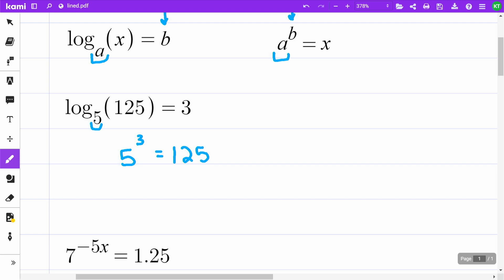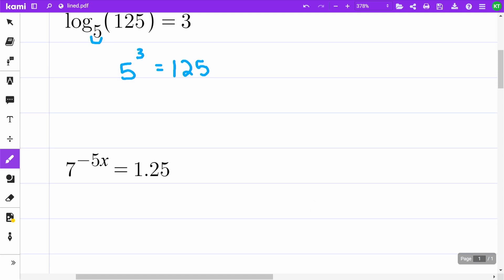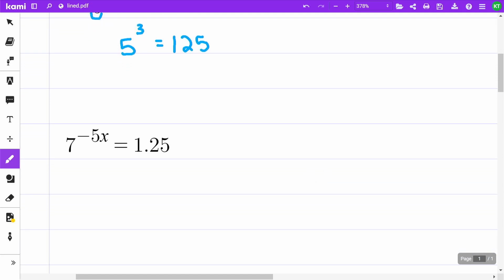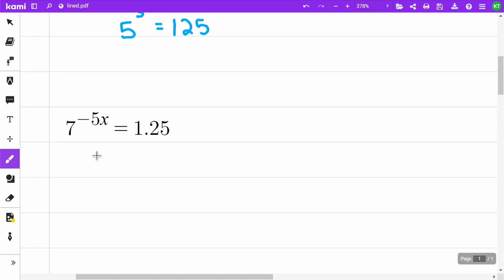And this can also go in the opposite direction. So if we look at this example here, I have 7 to the power of negative 5x equals 1.25. So I can rewrite that as log base 7 of 1.25 is equal to negative 5x. And that's just converting from one form to the other. We're not solving anything here. We're just going ahead and converting things.